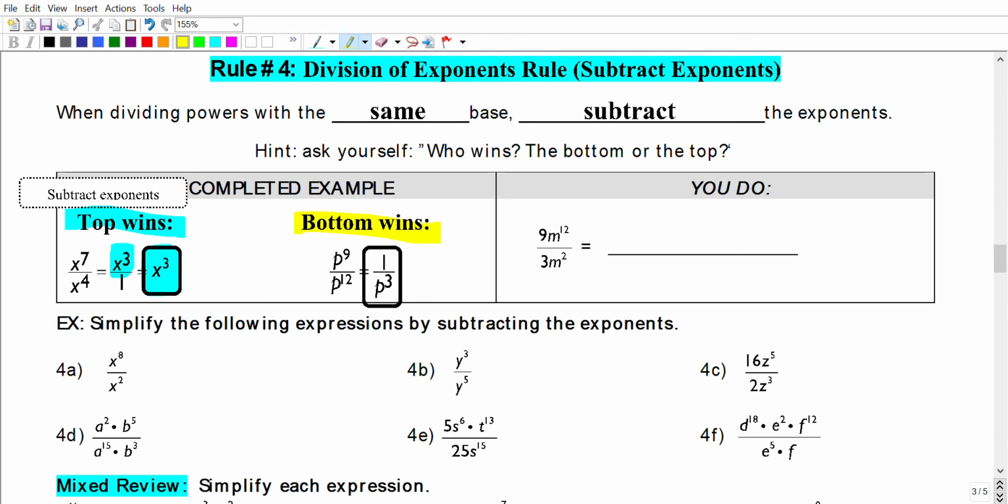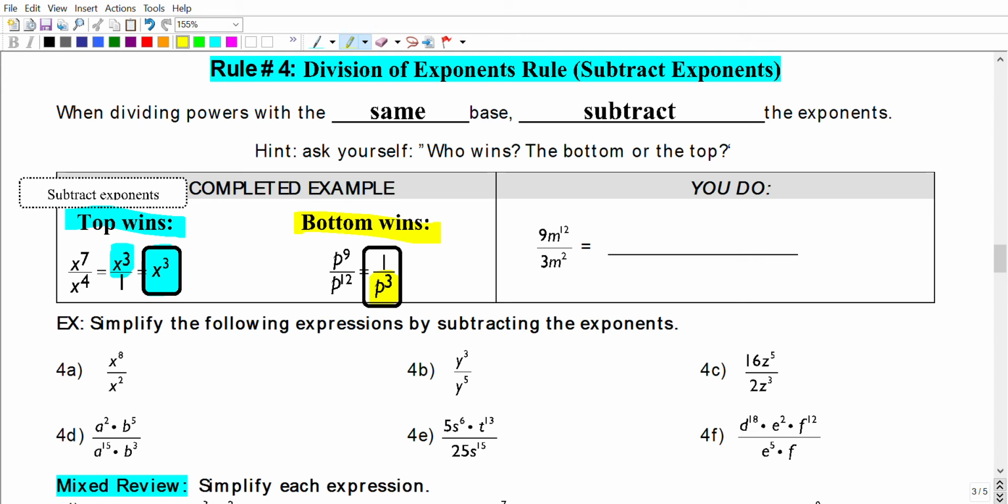So we have p to the 9 over p to the 12. Which one has more, the top or the bottom? Well, the bottom has more. Then you ask yourself, how many more did the bottom have than the top? It had exactly 3 more. The bottom had 3 more, so that's where you're going to put your p at the bottom. And then here at the top, you're just going to go ahead and put a 1.